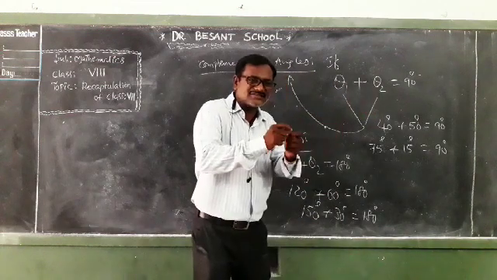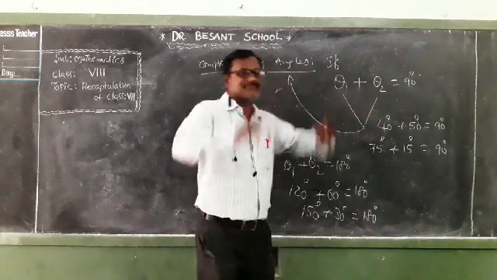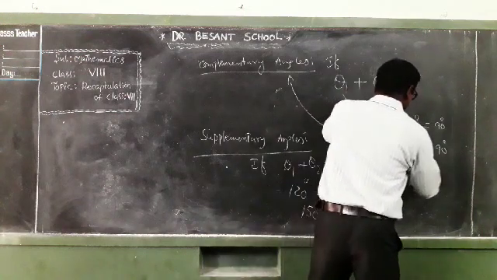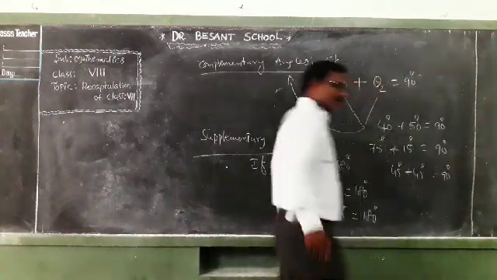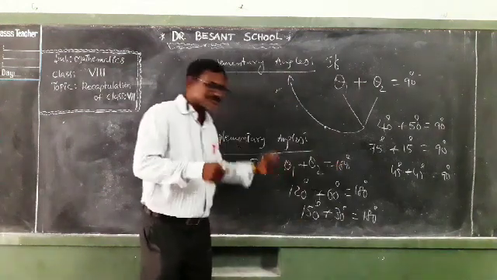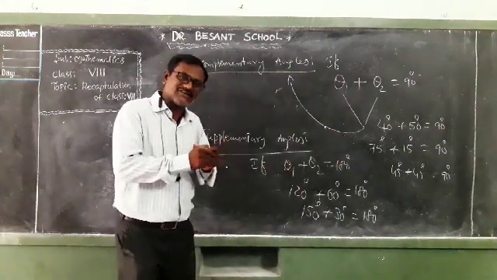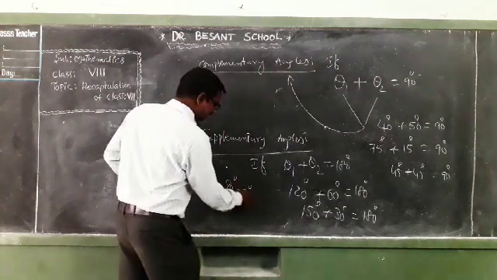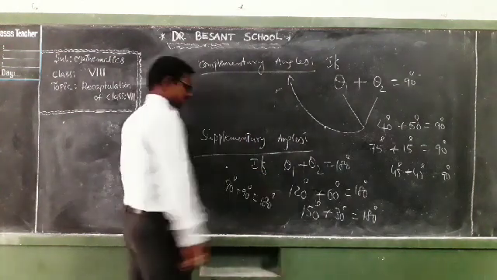Can you say what is each angle? Yes, 45 degrees. So 45 degrees plus 45 degrees becomes 90 degrees. Now come to my question. Two angles are supplementary and the two angles must be equal. Can you say what is the measure of each angle? Yes, 90 degrees. 90 degrees plus 90 degrees is equal to 180 degrees.